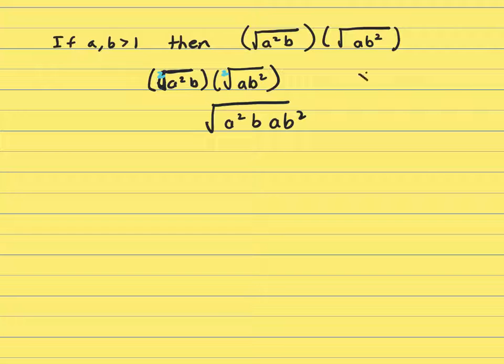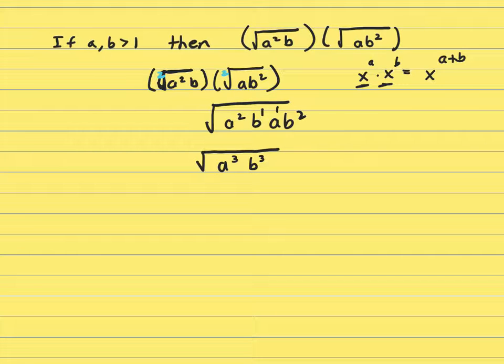And if you remember the law of exponents, if you had x to the a times x to the b, you're multiplying like bases, so you add your exponents. So there's understood to be a 1 there on that a and a 1 there. So this is the square root of a cubed b cubed.